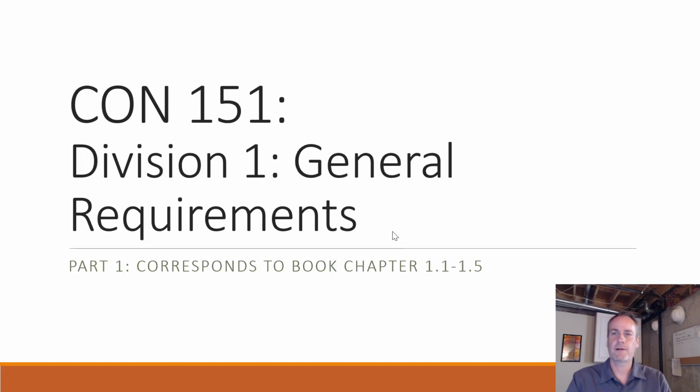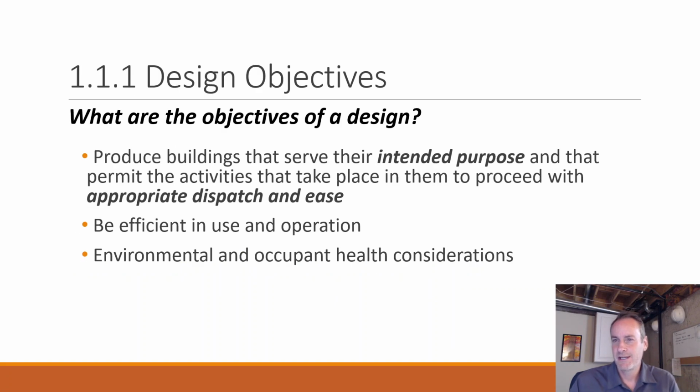All right, welcome everyone. In this video, what we're going to be looking at is chapter one of our textbook. In there, it's labeled as Design and Contracting Requirements. I'm calling it General Requirements. Same idea. This chapter one is going to be broken into two different lectures. There's the one today and the other one on Wednesday. So this corresponds to the book chapters 1.1 to 1.5 if you're following along and reading along in the textbook.